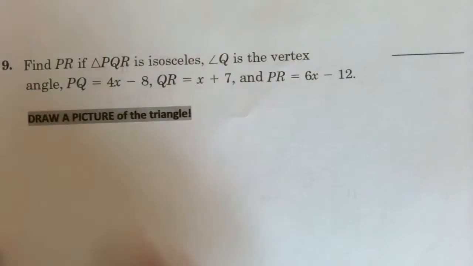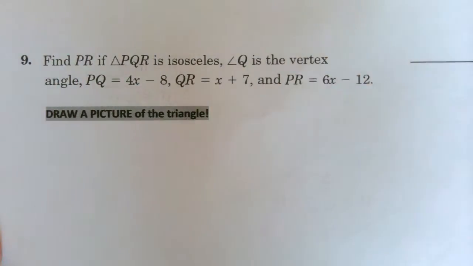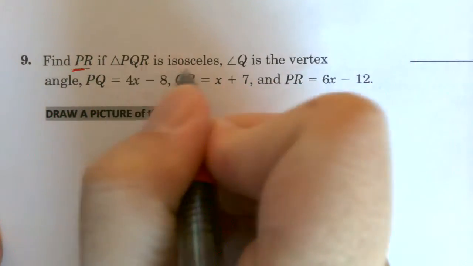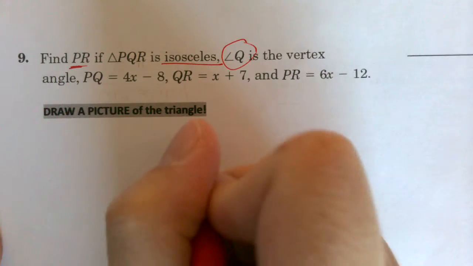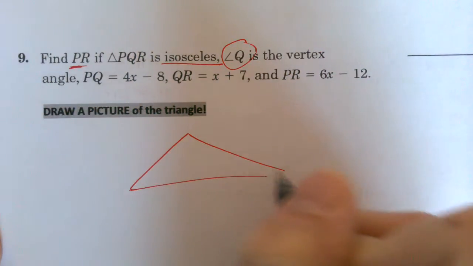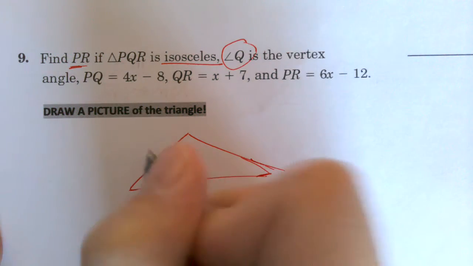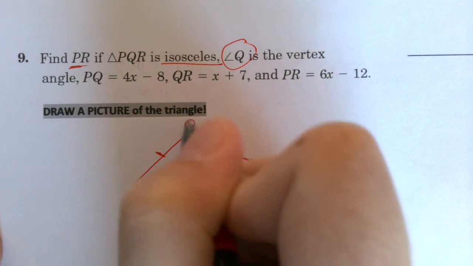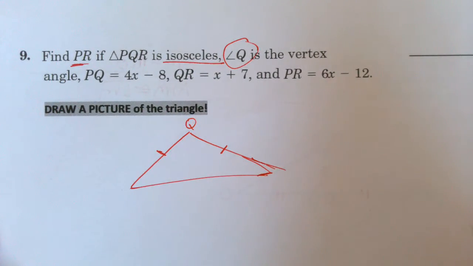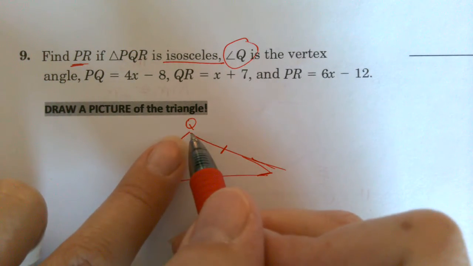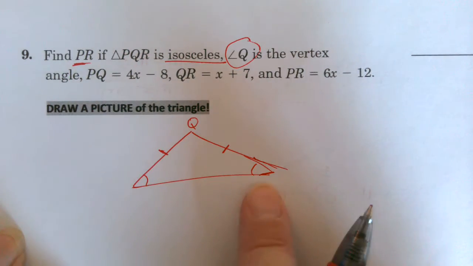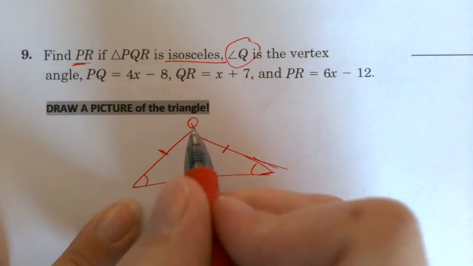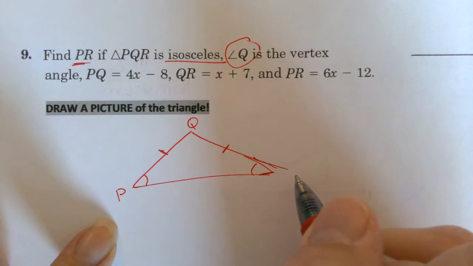Okay, and on the back, this is what I wanted to get to, is this guy. First of all, it says find PR if it's an isosceles triangle. This is what's important: Q's the vertex. So draw an isosceles looking triangle, maybe better than me. Mark it isosceles, and Q is the vertex. And if you remember your isosceles triangle, the vertex comes together from these congruent sides and congruent angles. This is called the base, and these are the base angles. So that's Q. I'll call this P, and I'll call this R.